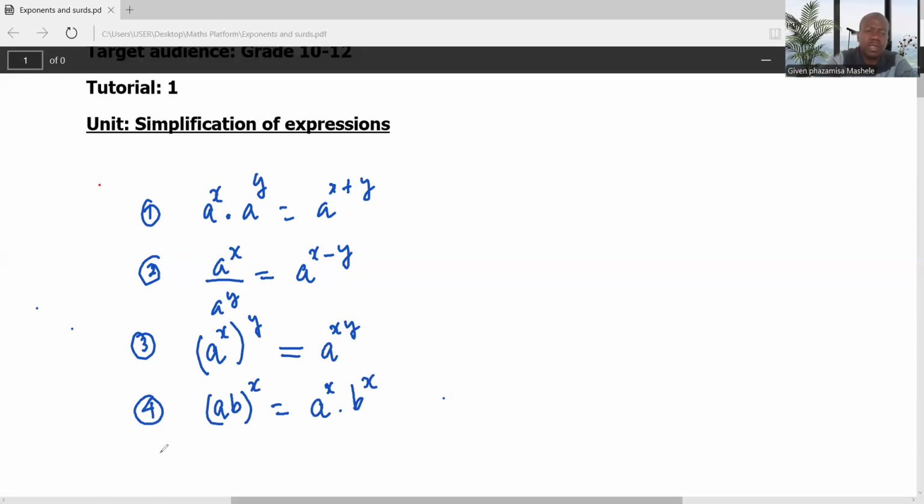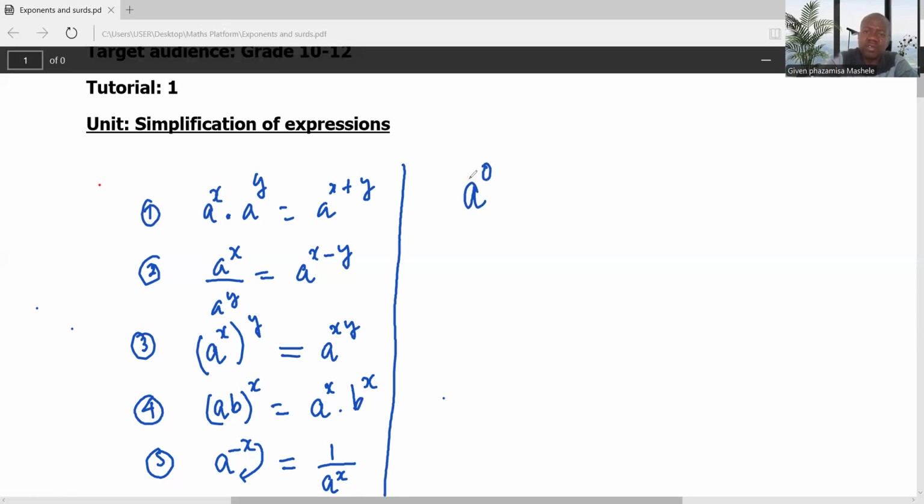Number 5 says when we have a to the power of minus x, to change the exponent that is a negative power, you're always going to have a fraction. So it's going to be 1 divided by a to the power of x. I hope you understand. So we're changing this, we're taking it to the denominator. So this is what we're going to have. Then we also have the deduction that says any number to the power of 0 is always equal to 1.